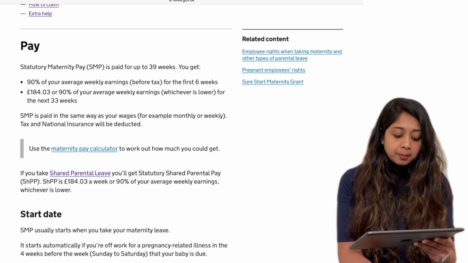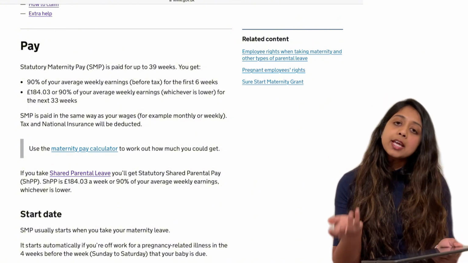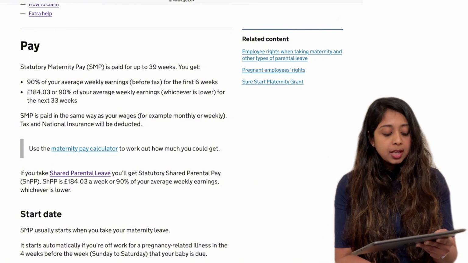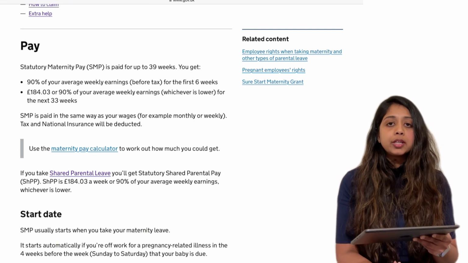SMP is paid in the same way as your wages, maybe weekly or monthly, the same way you received your wages, and also tax and national insurance will be deducted from your statutory maternity pay.